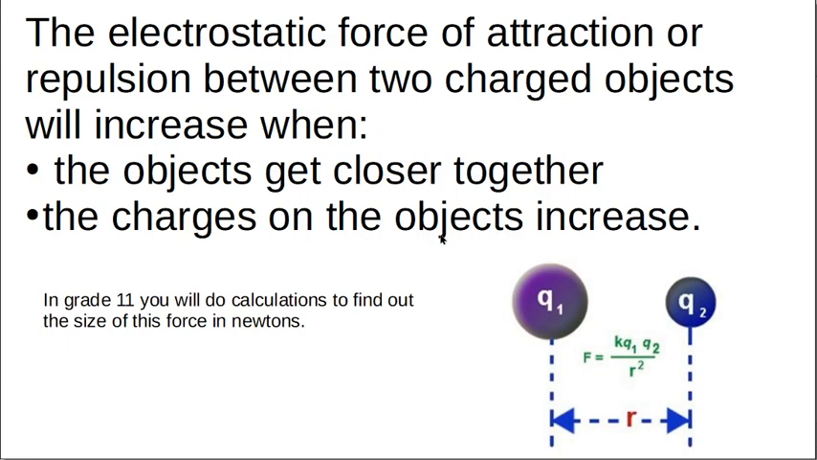So a good example of this is lightning. You've seen how much damage lightning can do with houses burning down and trees being destroyed and things like that. That's all done by electrons.